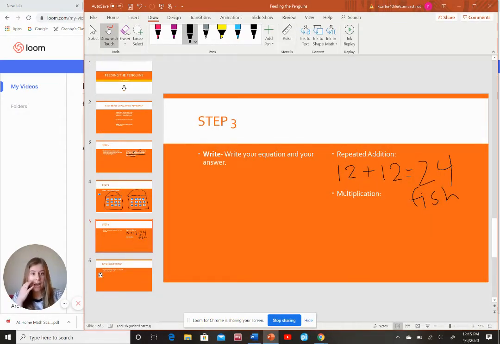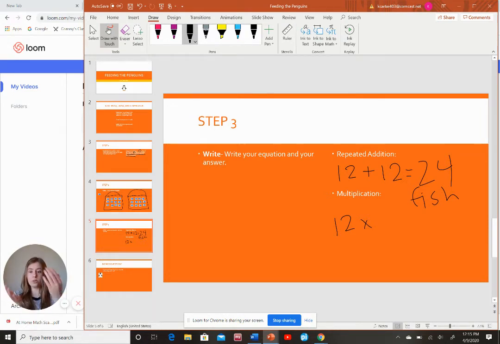Now that we've done that, I also want us to go ahead and write our multiplication equation. Remember, for multiplication, we just want to know what number we added and how many times we added it. The number we were adding was 12. And think, did we have 12 one time, 2 times, 3 times, 4 times? How many times did we add 12?